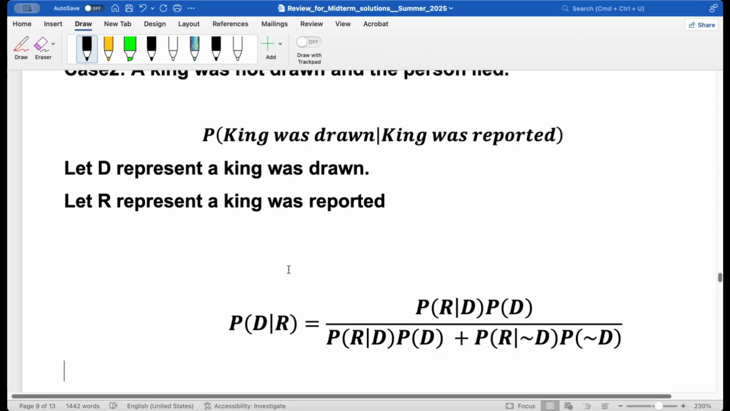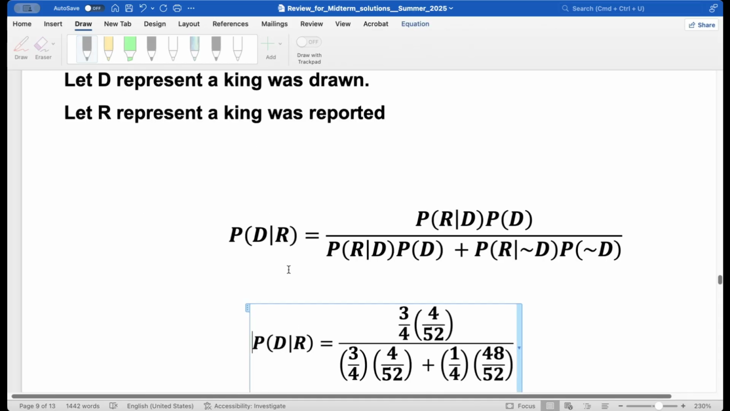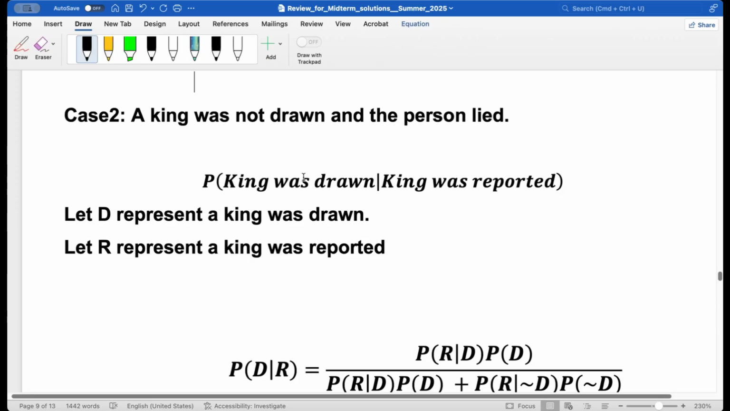Now, what's the probability of drawing a king? The probability of D drawing a king, that's 4 out of 52. What's the probability of not drawing a king? That's 48 out of 52. Now, the other parts here are basically whether or not it's a lie or the truth.